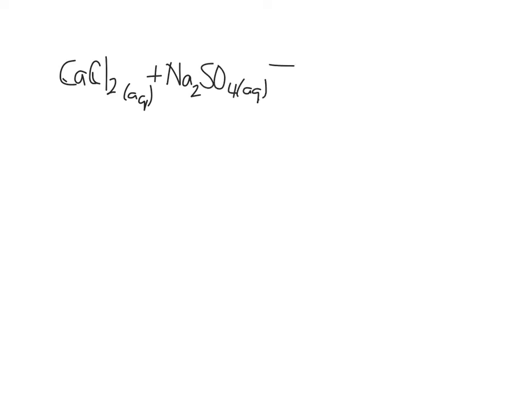Calcium chloride solution plus sodium sulfate. So these are always going to be double displacement reactions, and you will form calcium sulfate and sodium chloride. Which one of those two products is going to be your solid?